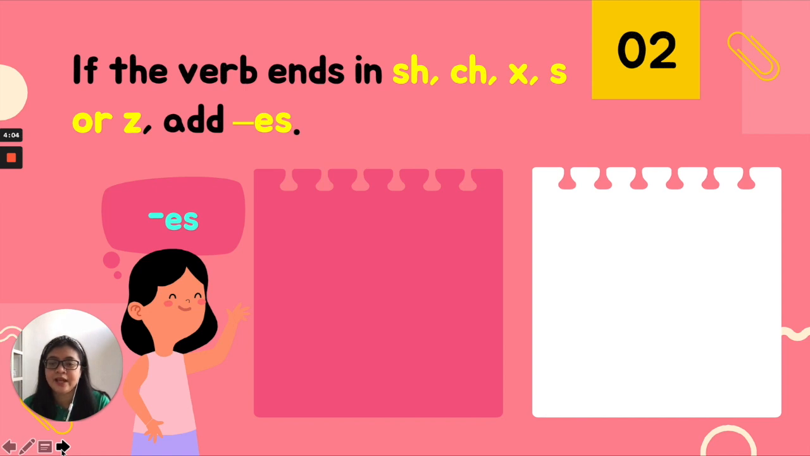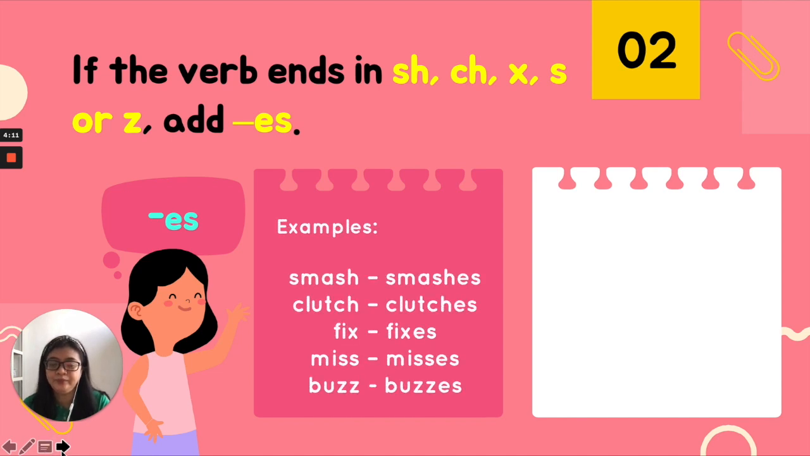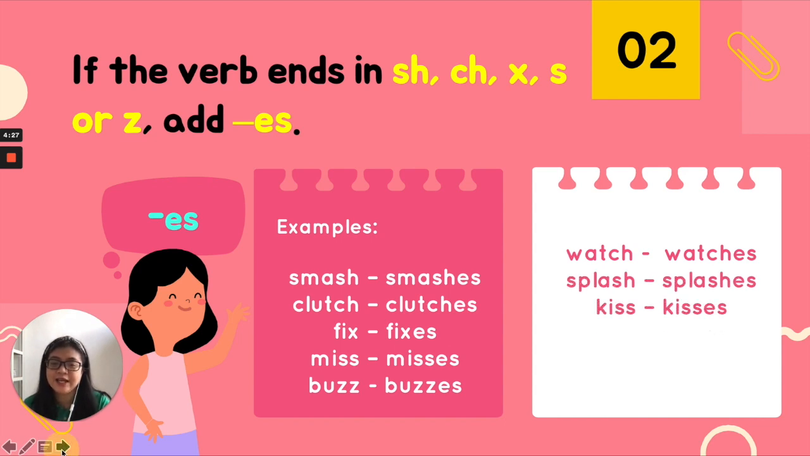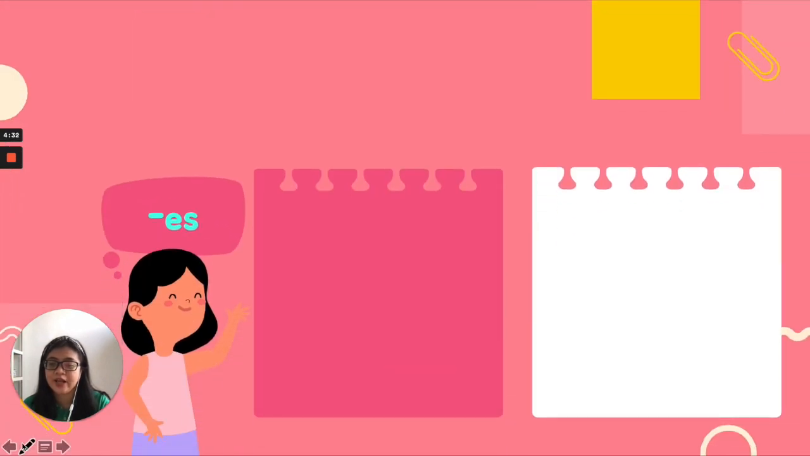If the verb ends in sh, ch, x, s, or z, add es. Example: smash, smashes; clutch, clutches; fix, fixes; miss, misses; buzz, buzzes; watch, watches; splash, splashes; kiss, kisses; mix, mixes; match, matches. So again, if your words end with x, ch, s, you have to add es.